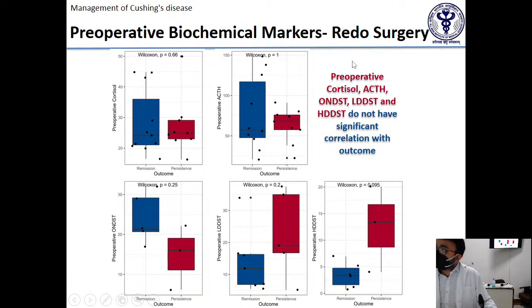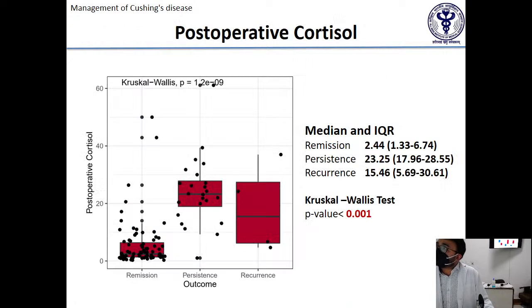Similarly, for the redo surgery group, we subjected the analysis to the preoperative cortisol, ACTH, ONDST, and HDST, and we did not find any significant correlation in predicting remission or persistence for these preoperative biochemical markers.